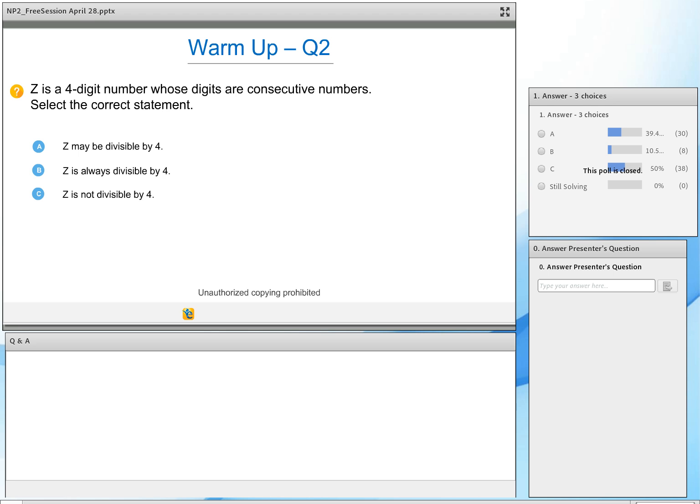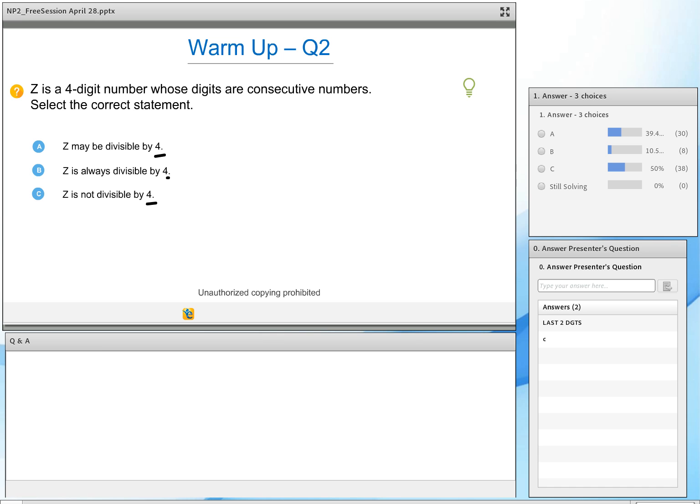So the correct answer here is choice A, which about 40% of the class selected. Now let's figure out where you guys faltered, people who didn't select choice A. What's given to me is Z is a 4-digit number whose digits are consecutive numbers. So tell me, what is the divisibility rule for 4? Because that's what has been asked in the choices.